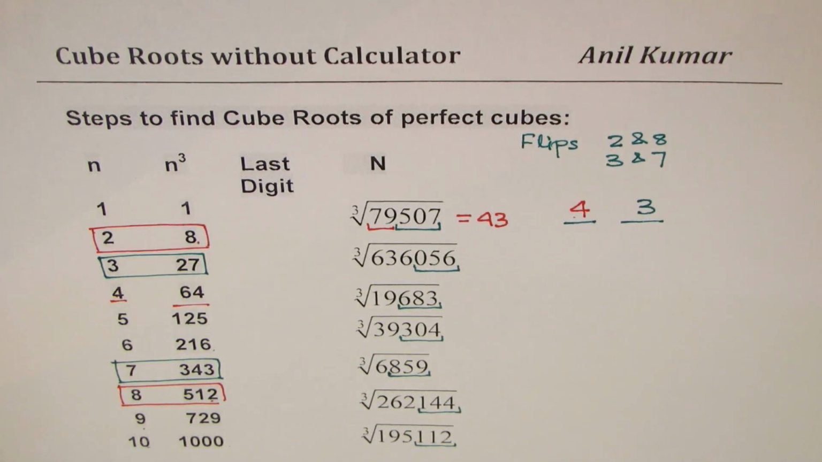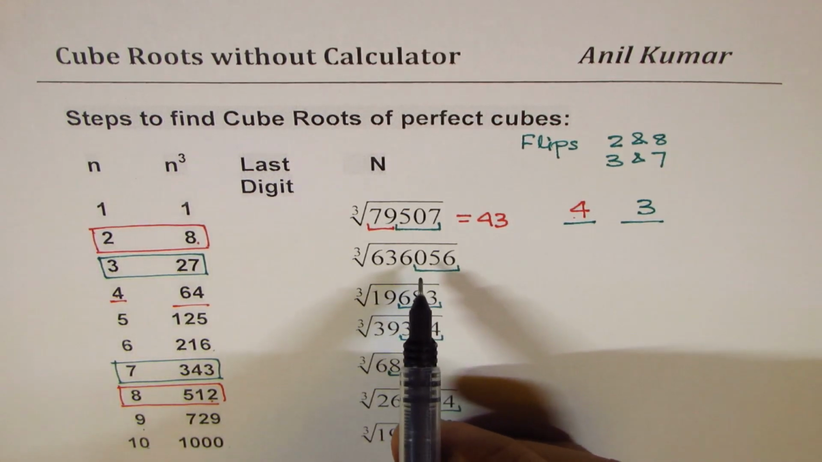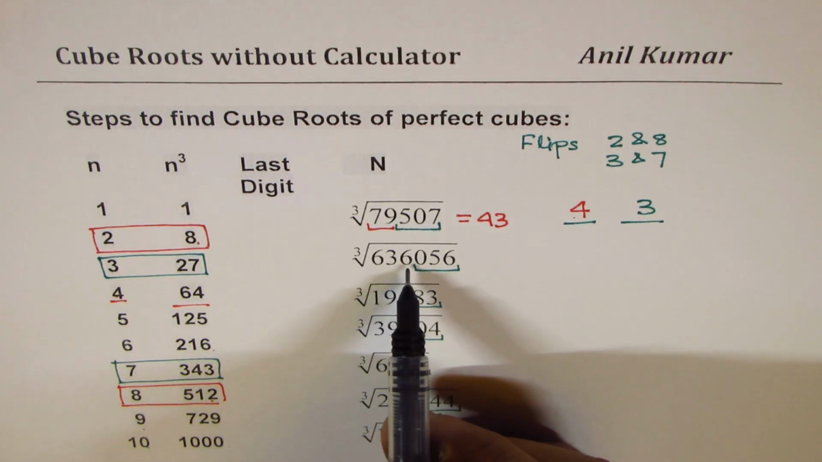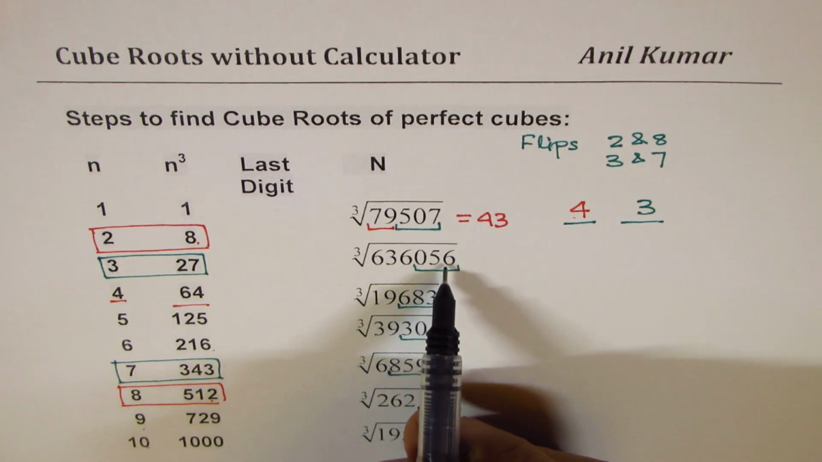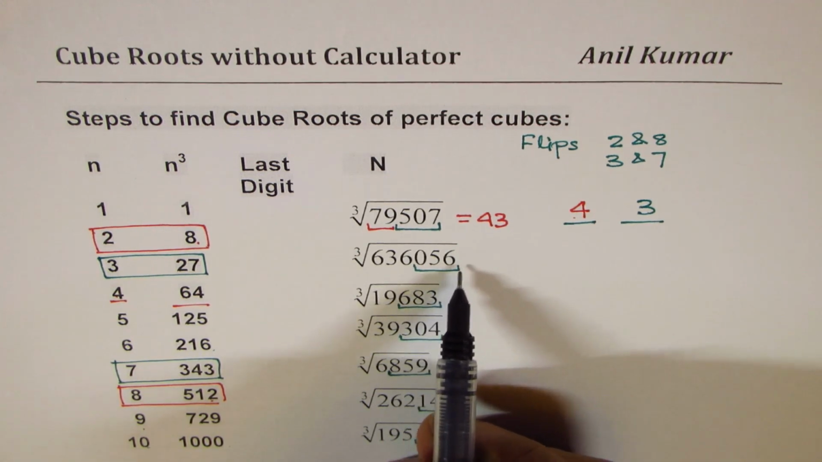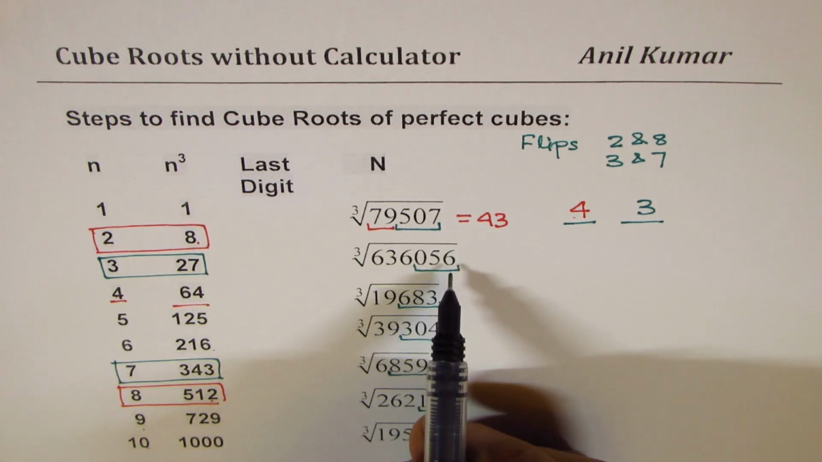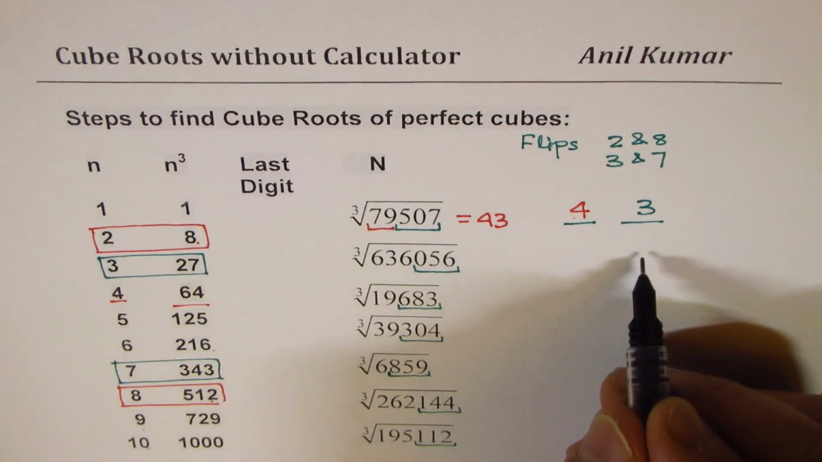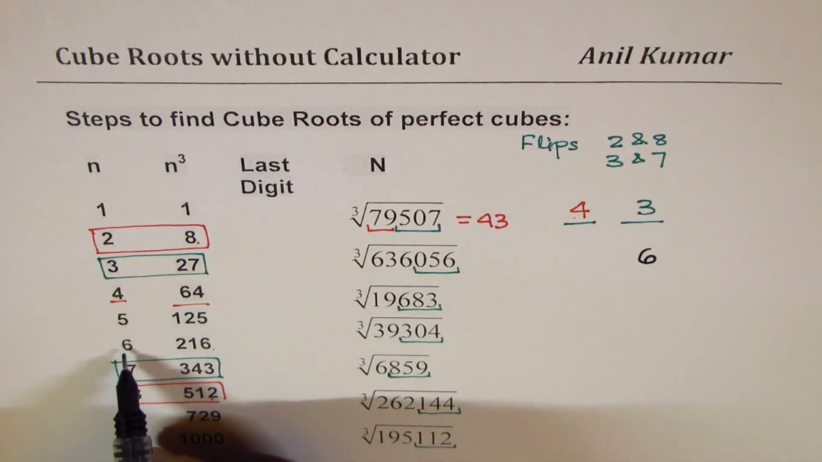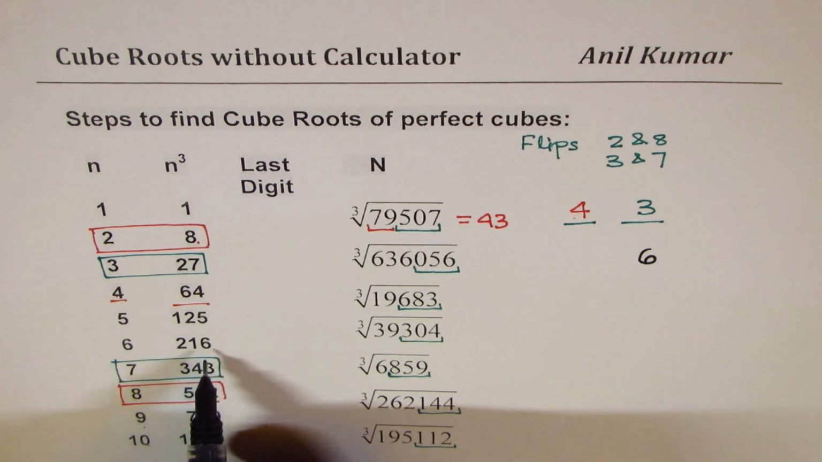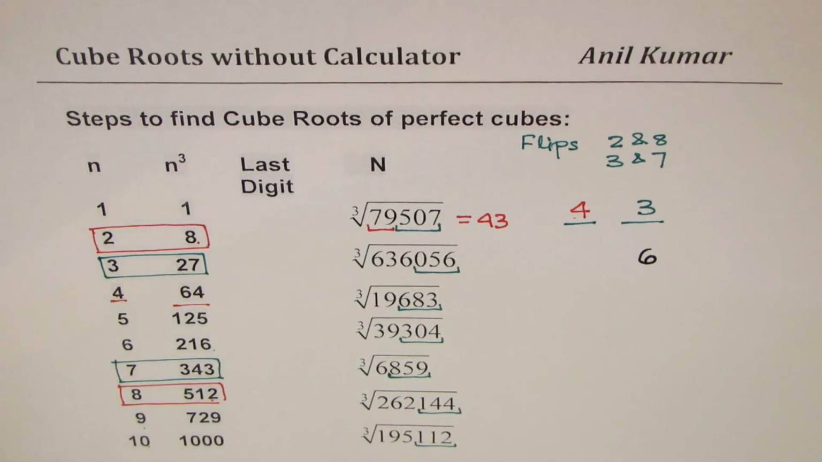Let's do it once again. The second example here is 636056. We have divided this number into 2 groups. 056 is my first group from the right. Last digit is 6, and therefore my ones number is also 6, since 6 cube is 216 ending with 6, correct?